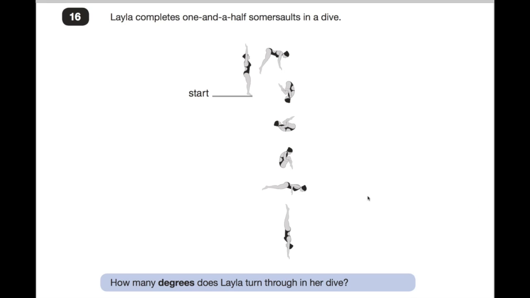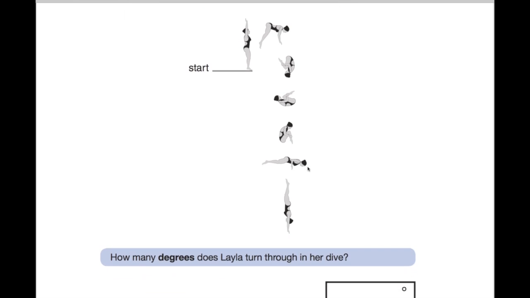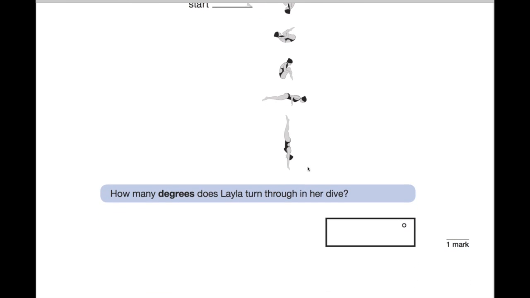Number 16 is testing your knowledge of rotation. If you have a look here, it says Layla completes 1.5 somersaults in a dive. So that's what she looks like when she starts, and that's where she ends up. So she does 1 full turn up to this point. She ends up the same way up as she was when she started, and then she does another 90 degrees and then another 90 degrees to be pointing down. So if you know that in a full turn there are 360 degrees, then 360 plus 180 is 540.